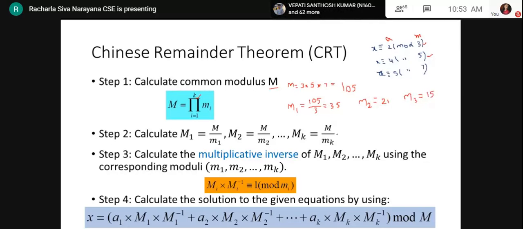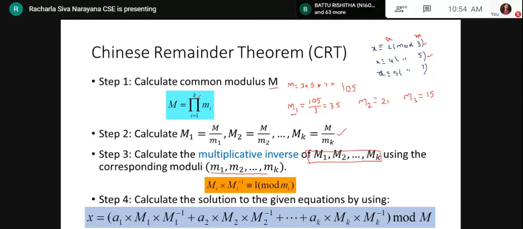So in this way we can calculate capital M1, M2, M3. Now calculate the multiplicative inverse of M1, M2, and so on Mk using the corresponding modulo. So corresponding modulos are m1, m2, mk. We have to calculate the multiplicative inverse for these M. So the formula is Mi into Mi inverse congruent 1 mod mi.